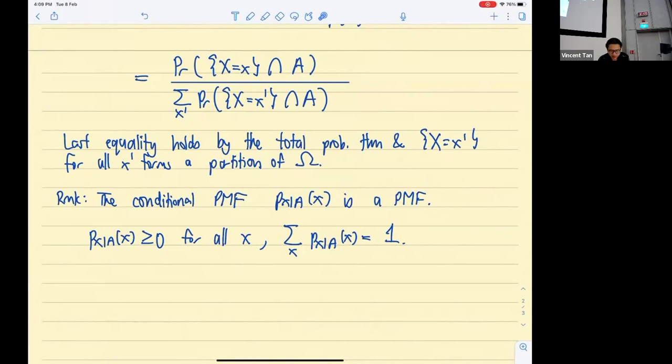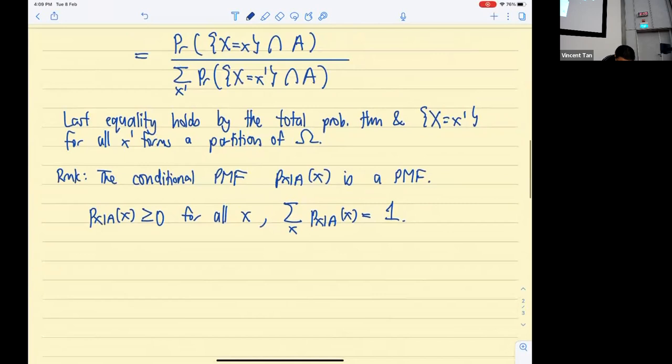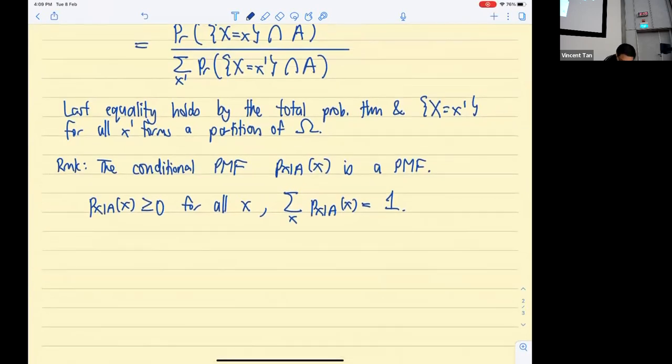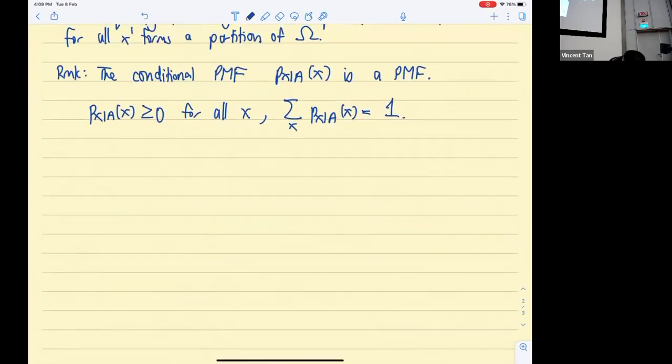Now, all this is very abstract. As with all other theory that we learn in this class, we must supplement our theory with examples. So I want to illustrate a few examples of conditional PMFs. The first example is an easy one. The second is not so easy.